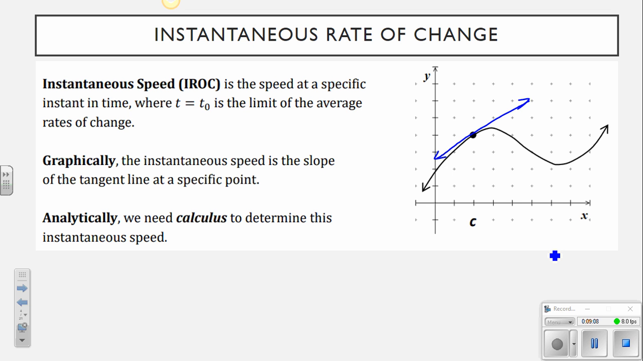So graphically, it's going to be the slope of the tangent line at a specific point. All right? Basically, what does this sound like? The instantaneous rate of change, the instantaneous speed, is the slope of the tangent line at a specific point. That sounds just like what we've been talking about, which is a derivative. So when you think of the words instantaneous rate of change, you're thinking of basically the derivative. That's why we use derivatives in calculus, because it gives us the speed of something traveling at a moment.